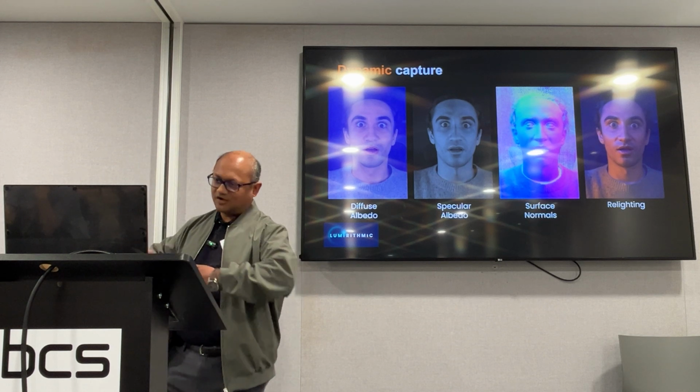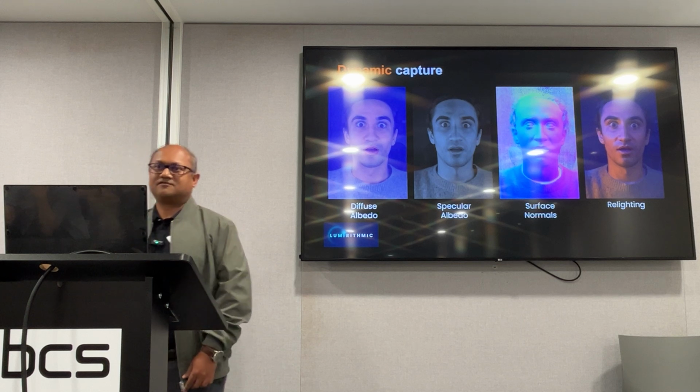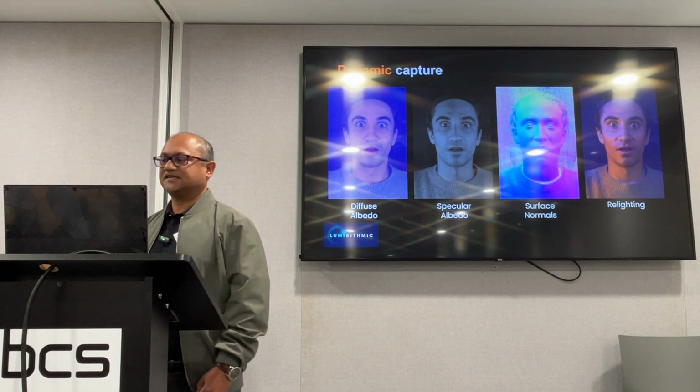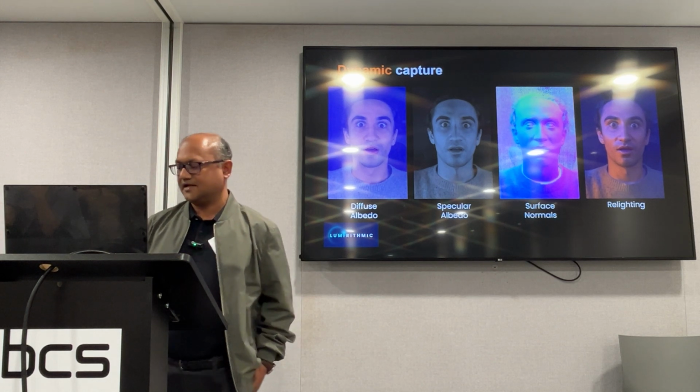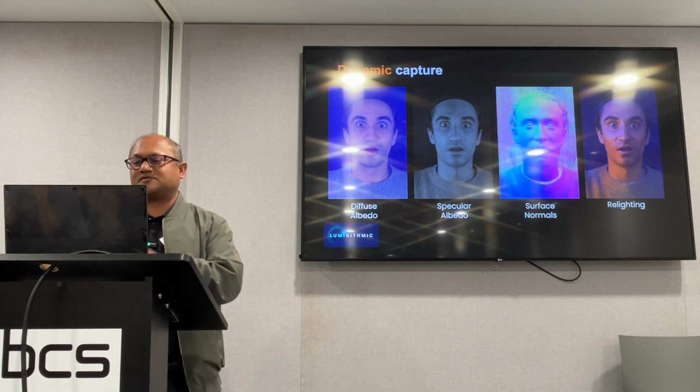Obviously, there have been lots of papers out there that would be able to just predict everything from just a single image under natural lighting conditions with deep learning. But this is trying to actually measure what's really real there in the data. Any questions before I move forward?